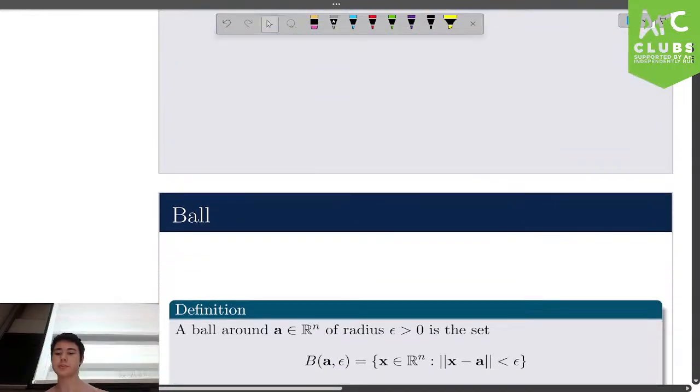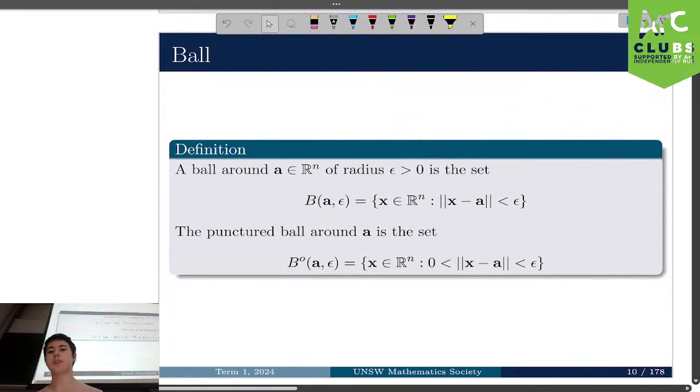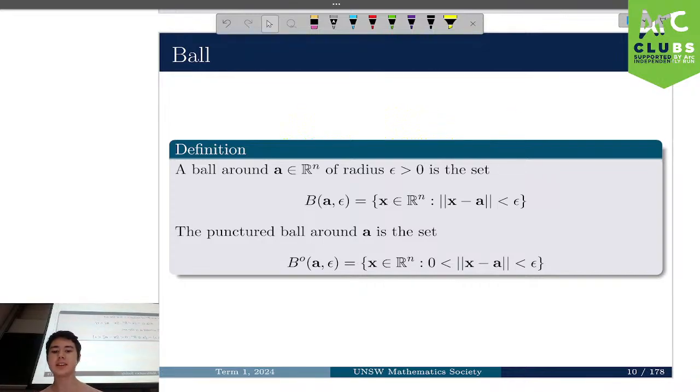Straight into point set topology. All right, so let's begin with the definition of what a ball is. Our definition of a ball is given by some radius that we denote as epsilon, which has to be greater than 0, about some point. And so the ball is defined as the set of all points within whatever space that we're dealing with, such that the typically Euclidean distance from that point is less than epsilon, okay? Note that this is less than and not less than or equal to, okay? An important distinction.